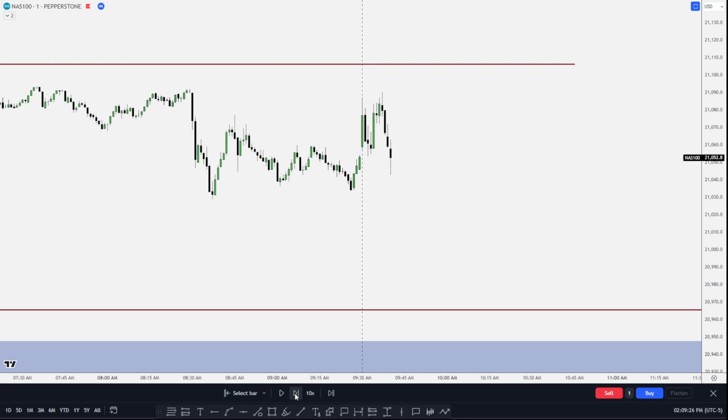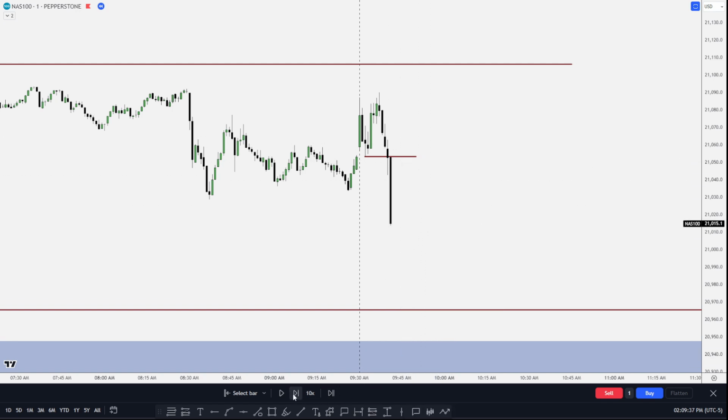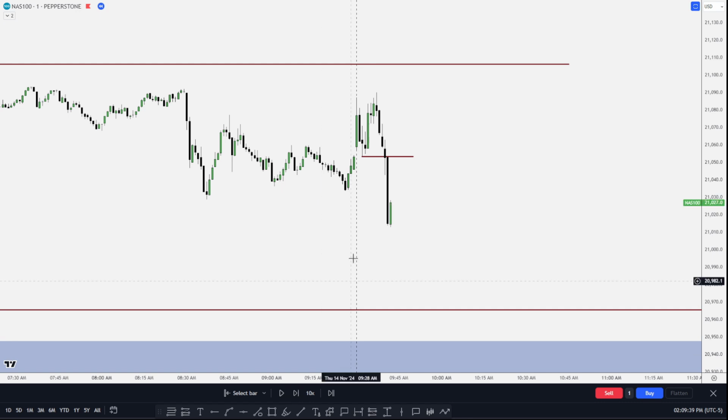Okay, so now we have a breaker right here, and it actually didn't take out liquidity. So this could be a short opportunity. There it goes. If you missed a breaker, it's giving you a fair value gap here to short.